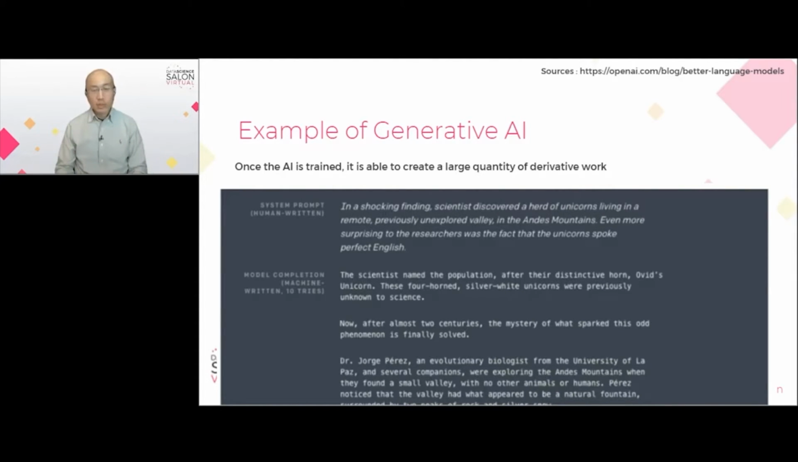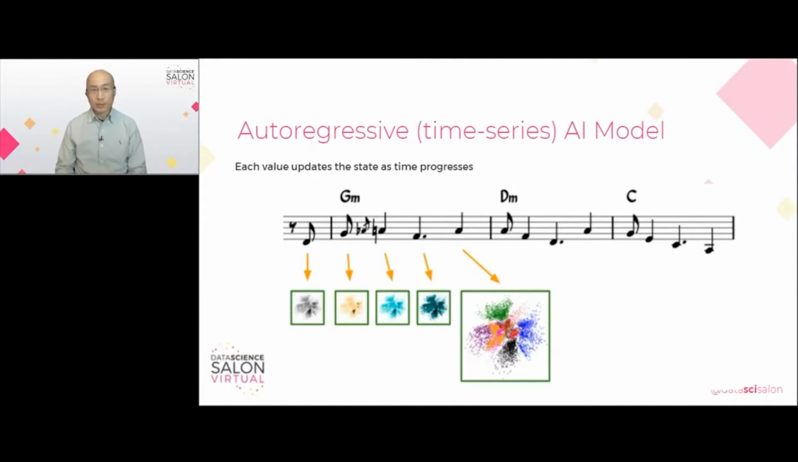So now we're going to take a closer look at the autoregressive deep learning model, which is an autoregressive or time series AI model. And this is used for solving time series problems. So in the case of music, what we want to try to solve is given a sequence of notes, we want to predict what is the next note.